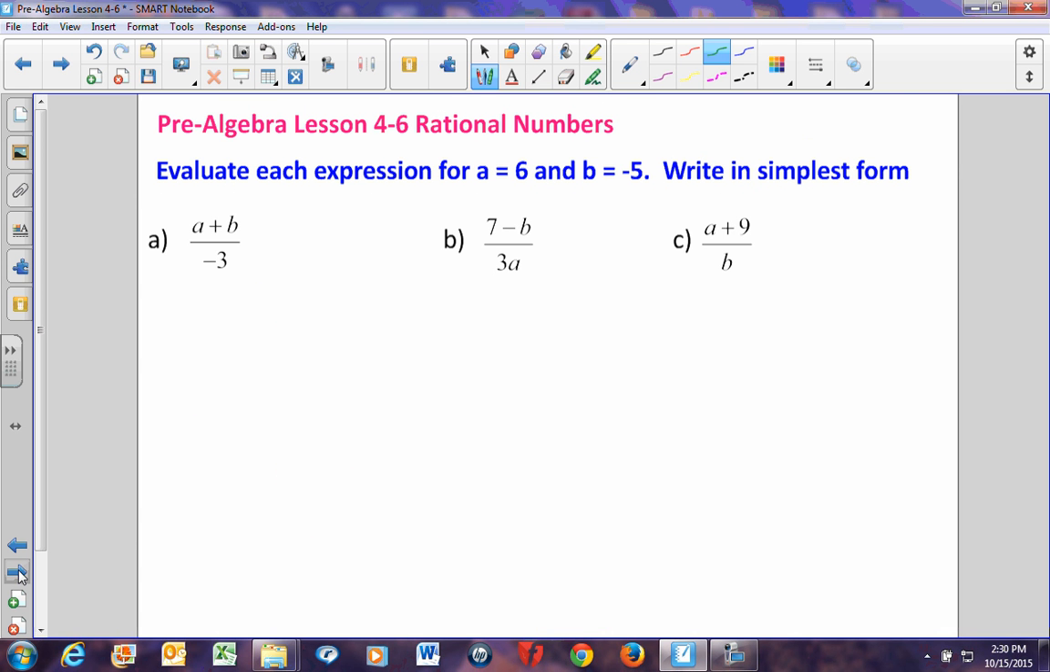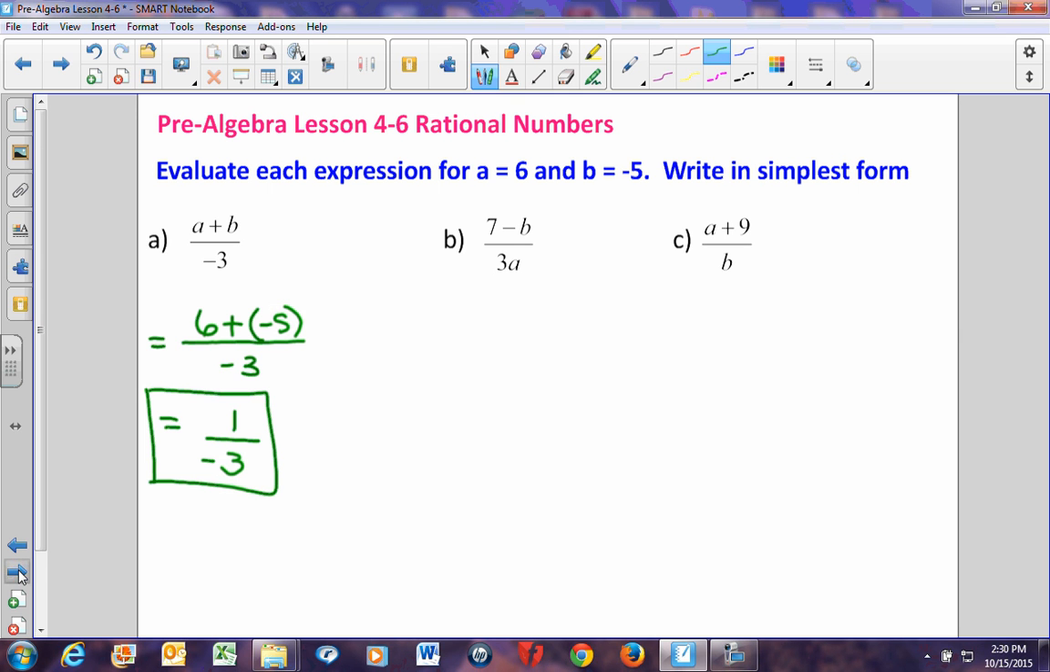We're going to evaluate each expression with a being equal to 6 and b being equal to negative 5. And we're going to write them in simplest form, because whenever you have the opportunity, you always reduce a fraction to simplest form. So problem A says a plus b divided by negative 3. So a is 6 plus b is negative 5, and we're going to divide all of that by negative 3. Do the top first. 6 plus negative 5 is 1. Divided by negative 3 gives us an answer of negative 1/3. Okay, it's already in simplified form. We don't need to do anything to it.